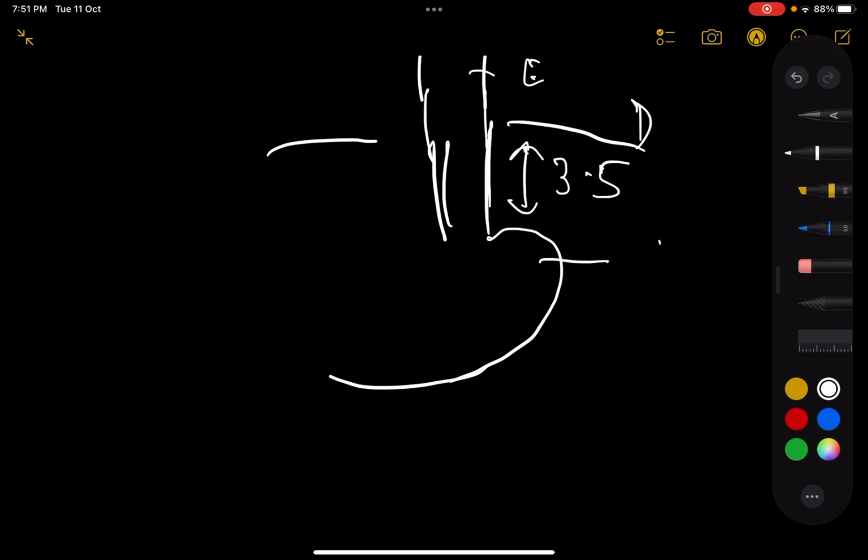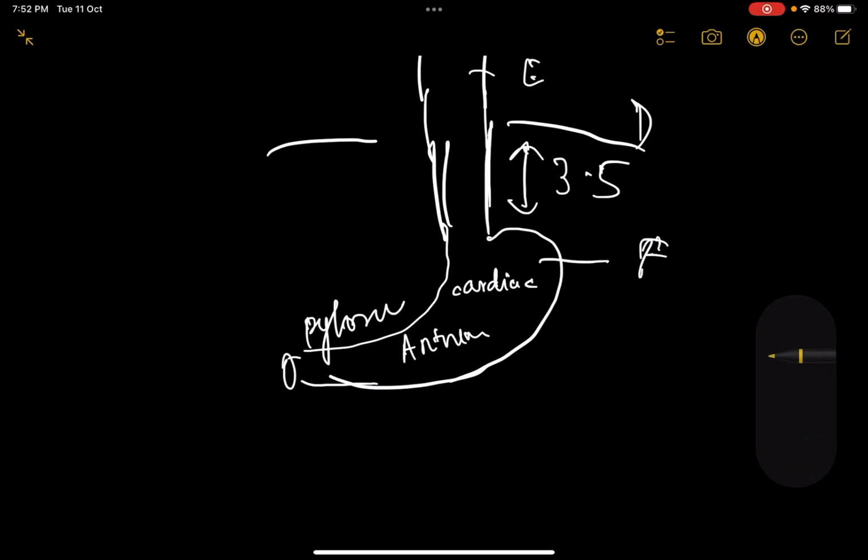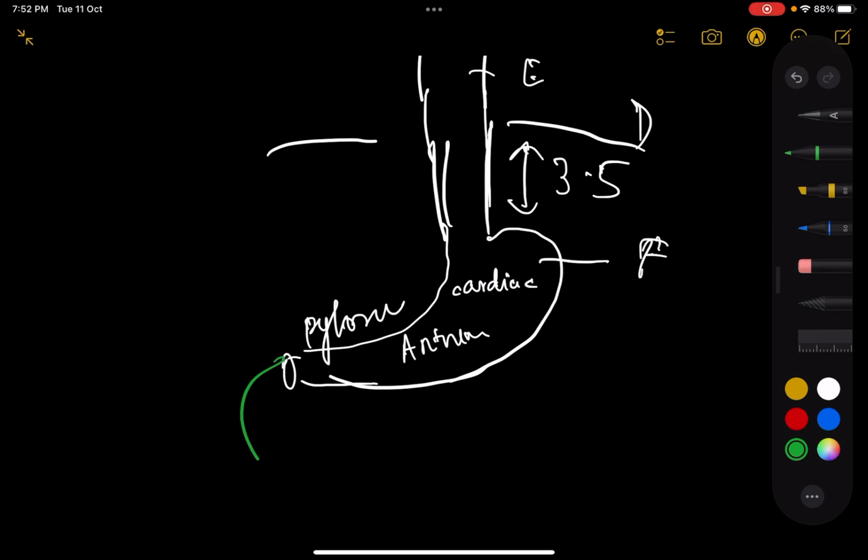Obviously, we have the fundus, we have the cardiac, and then we have the antrum, and then we have the pylorus. So antrum, fundus, cardiac, or the body of the stomach, and then the pylorus, and then it continues as the duodenum. Correct? That is something we all know of. Now, first part, second part, third part, fourth part. All right, basic stuff. What I really am interested in is this pylorus.